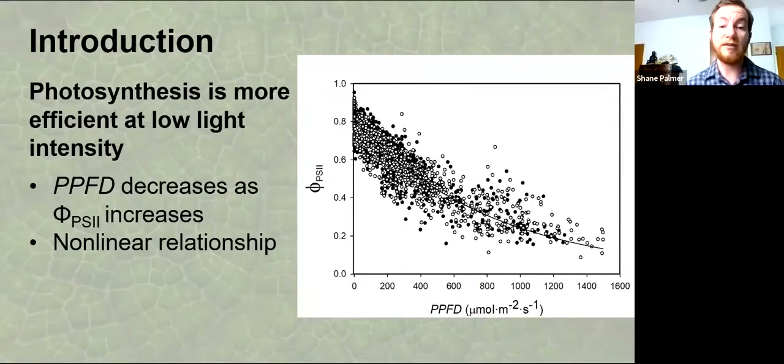What this means practically is that a lot of advantages can be made if you provide supplemental lighting at those lower light intensities. You can potentially gain a lot more.